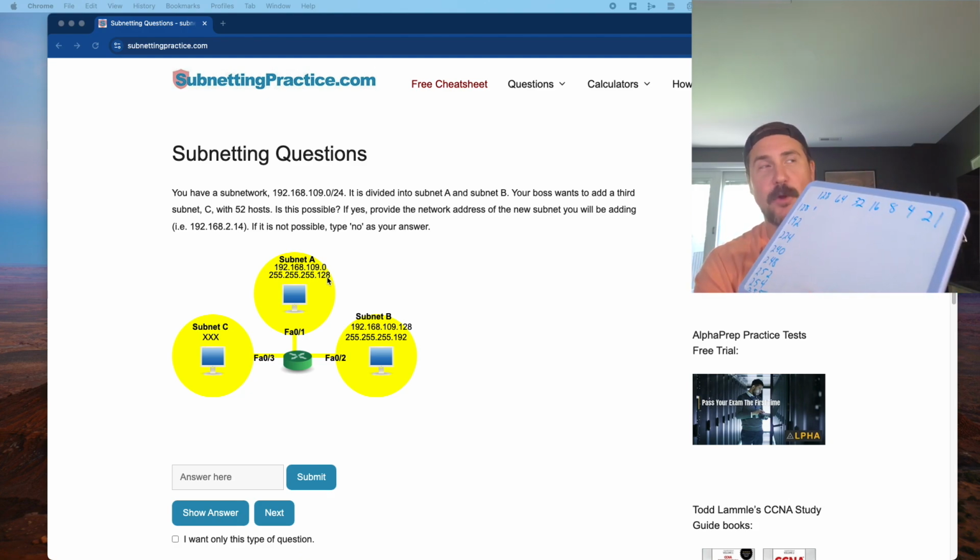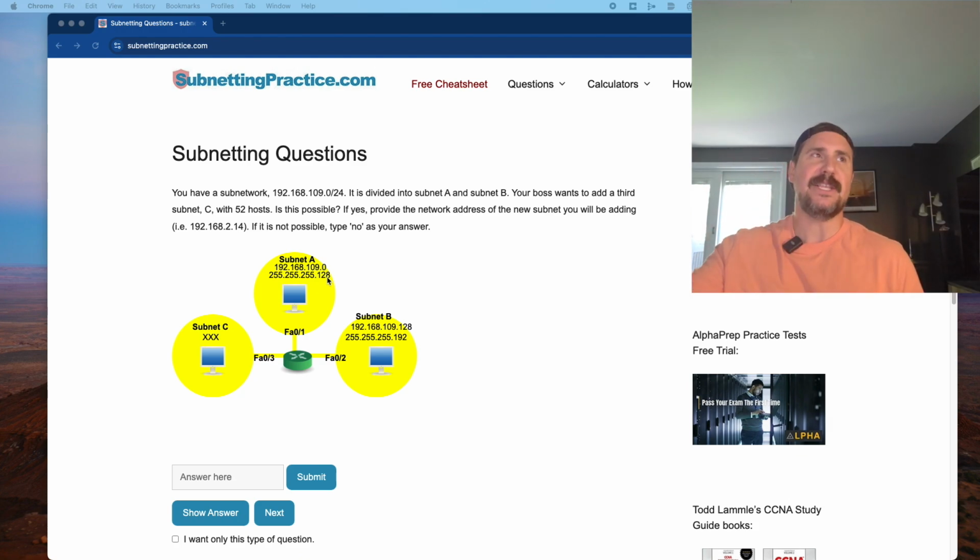192.168.109, not .0 because that's the network address, but .1 up to .127. I should say 127 is not available because it's the broadcast address, so up to 126. And then the next block starts at 128 and goes up from there.